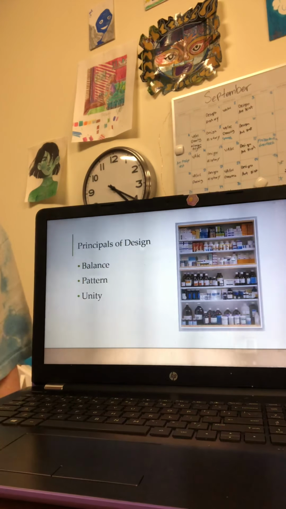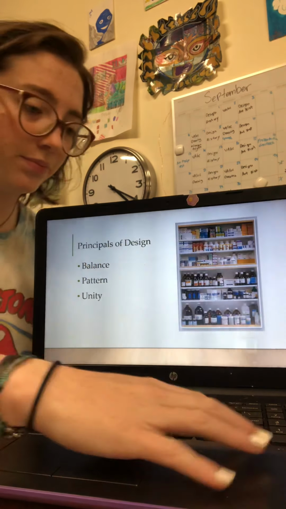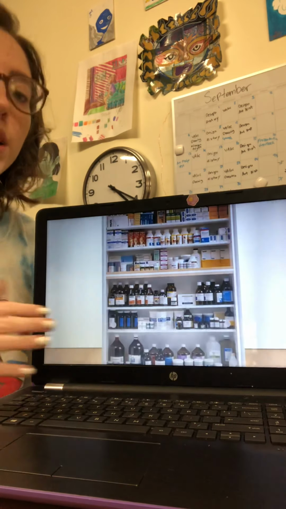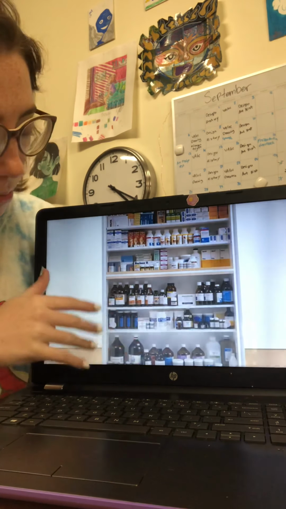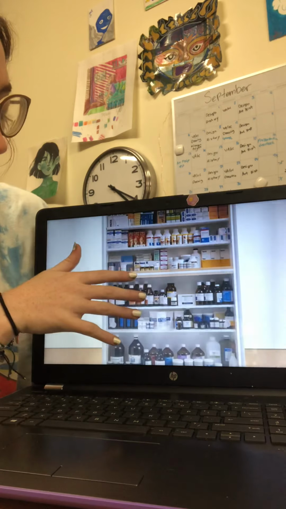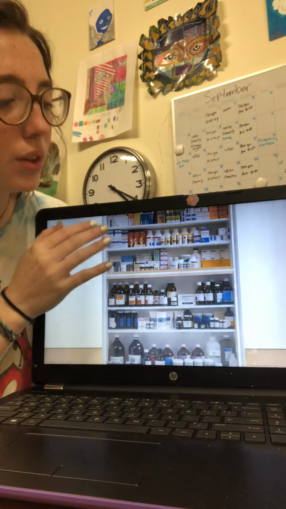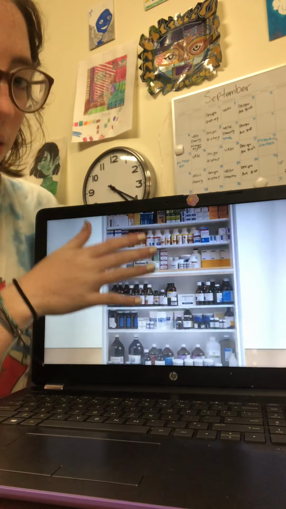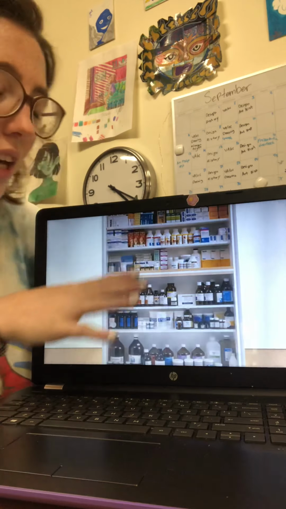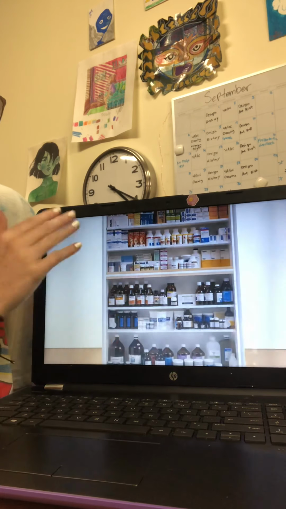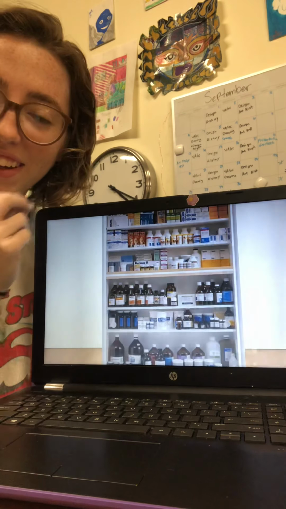And so the principles of design that I'm going to be talking about are balance, pattern, and unity. So for balance, obviously there are dark bottles on the bottom and there are white bottles on the top. And this really helps break it up, because I feel like if the whole piece was just white or just dark, it would not be as interesting. And there are different focal points in each of the halves. And it really balances it out.